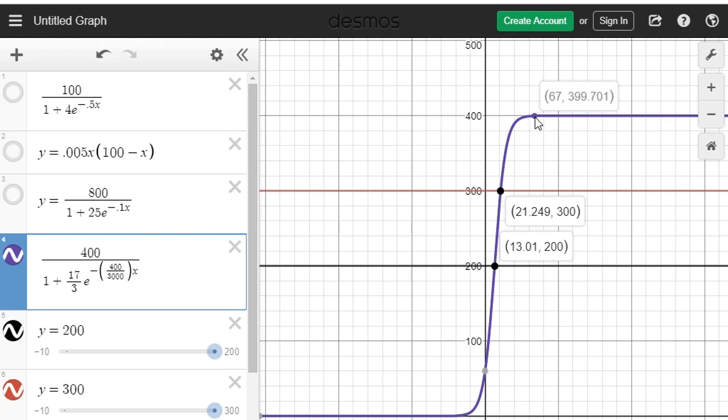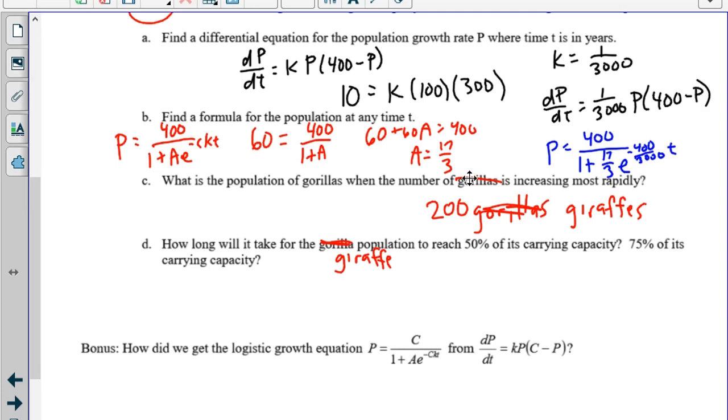You can figure out the amount of years that it will take to get to the exact capacity. That's when you get above 399.5 or so. So around 64 years it would take in order to get to the maximum amount of giraffes. So I'll write down the answers here and then I'll move on to the bonus. If you don't really want to stick around for the bonus, you don't have to. But it ended up being 2003 and 2011 as the answers there.